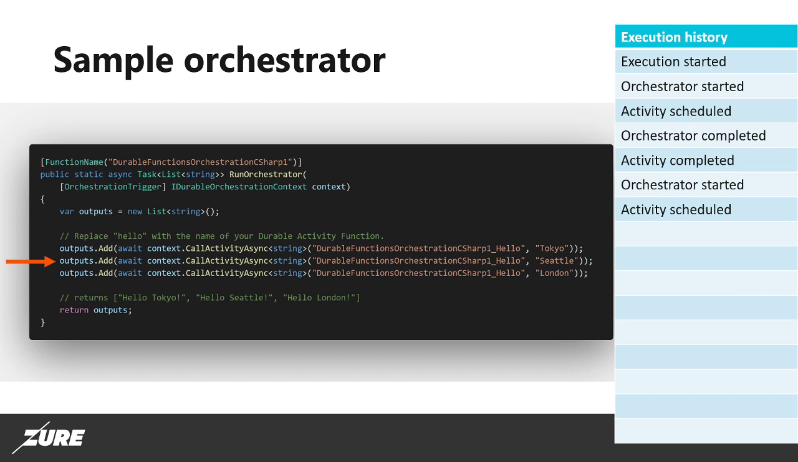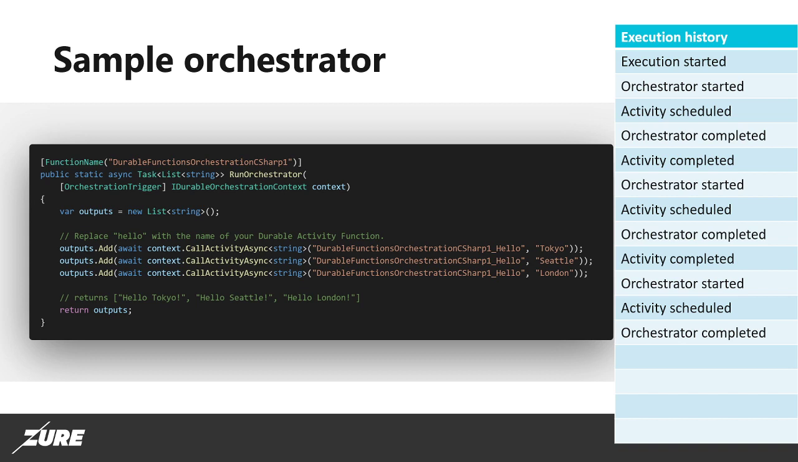Now again, because we are awaiting an activity, there will be an activity scheduled and the orchestrator completes. So the same thing happens again. We go to the third line, call the third activity, and then it completes. And once the activity has completed for the third time, we start the orchestrator, but this time we go through all the lines, get the results, and return those results.